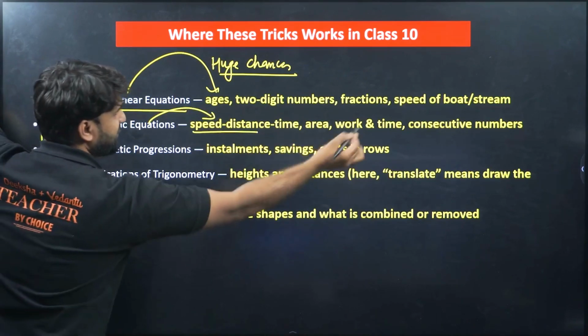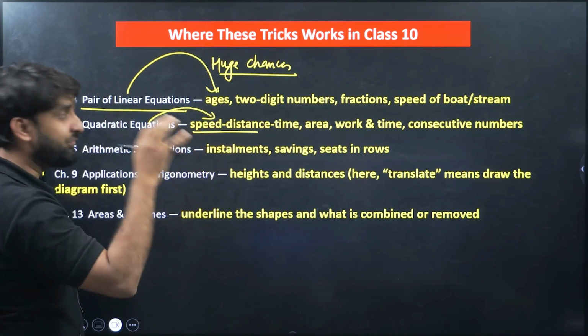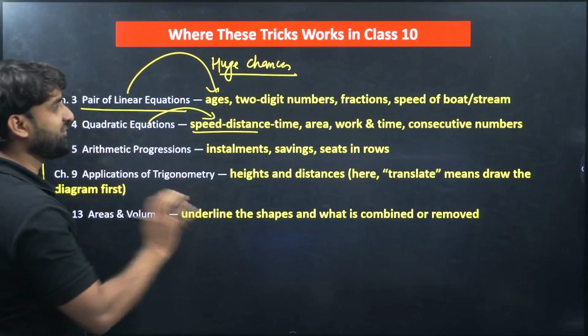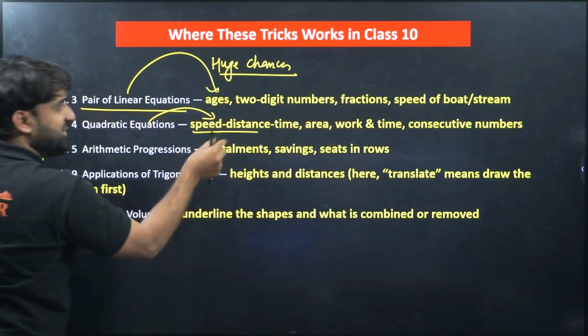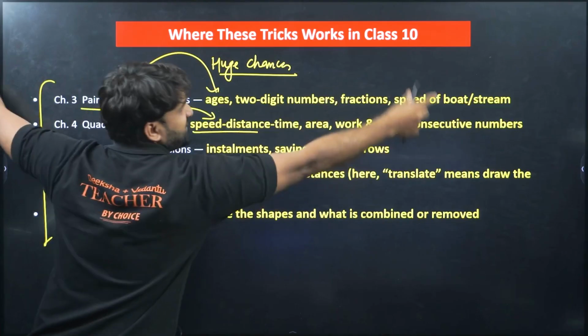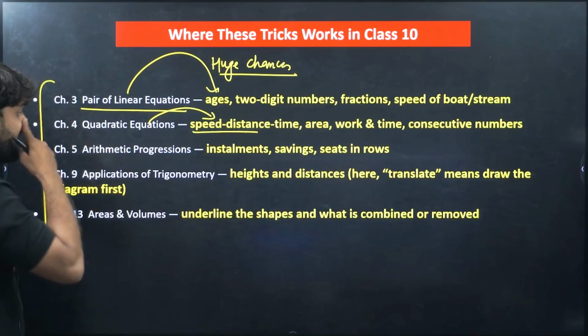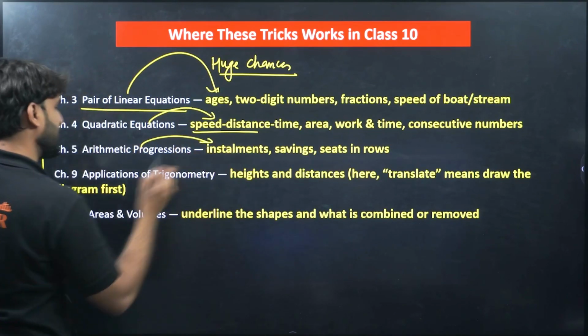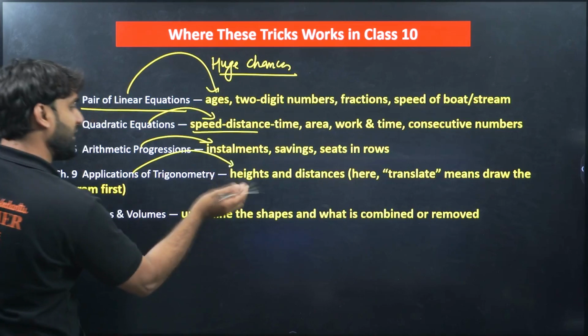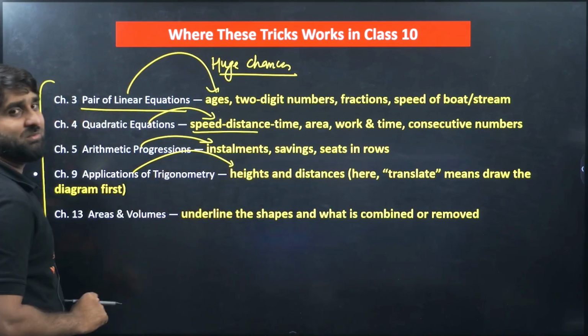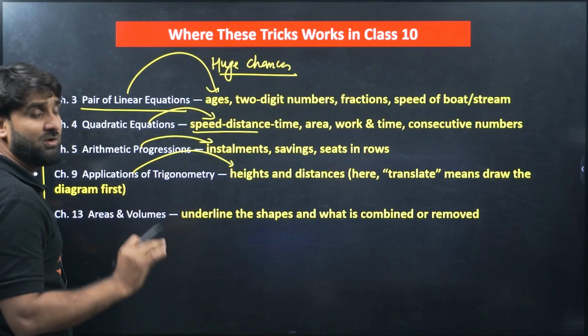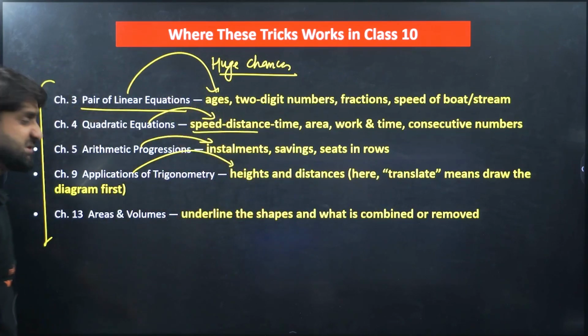And these are the concepts where you need to practice at least 10-15 questions each: age concept, 2-digit number, fraction, speed of boat. Please do this. Arithmetic progression, you may get a question, and some application of trigonometry. This is very important. Confirm, one question comes from this particular chapter in the board exam. This is confirm. One question will definitely be there in your question paper.